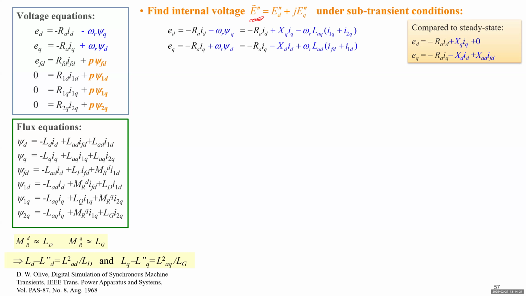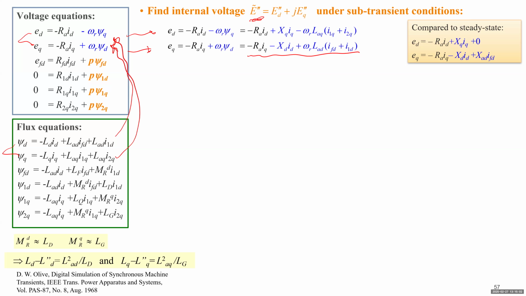All right, so we start from the first two equations, talking about the ED and EQ. We just put those two equations here. Because the equations involve psi Q and psi D, from the first two flux linkage equations we can plug in those psi D and psi Q here. Then we'll get the second step. So those two equations are basically derived from the first two voltage equations and the first two flux linkage equations.